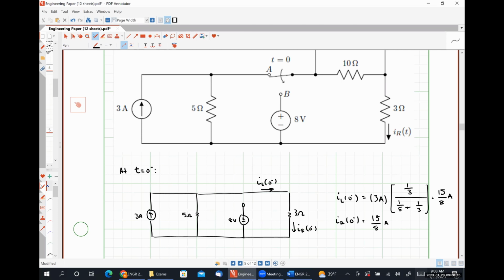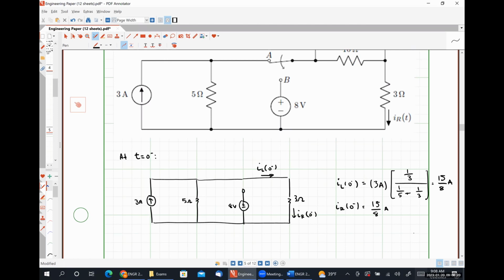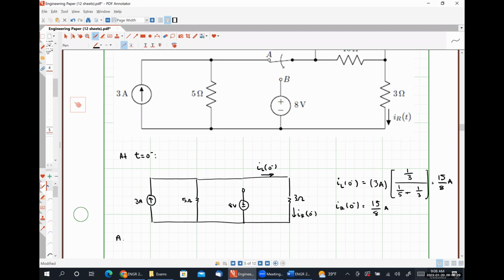All right, so from here, unless anybody has any questions about the analysis, let's go ahead and move to T is equal to 0 plus. At T is equal to 0 plus, we are no longer at DC steady state, so our inductor is no longer a short circuit. And we also have to take into account that our switch is now closed at position B, right?